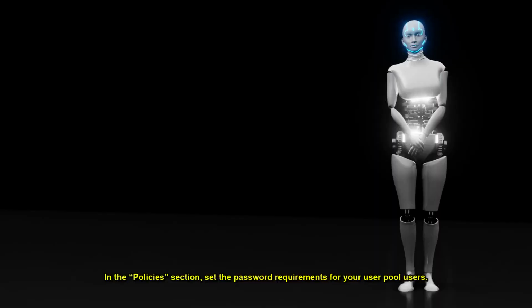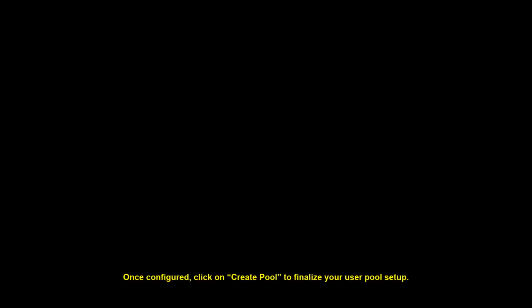Configure the attributes according to your application needs, such as email or username. In the Policies section, set the password requirements for your user pool users. Once configured, click on Create Pool to finalize your user pool setup.